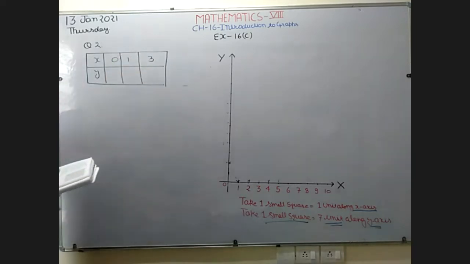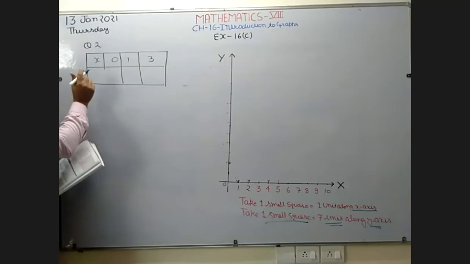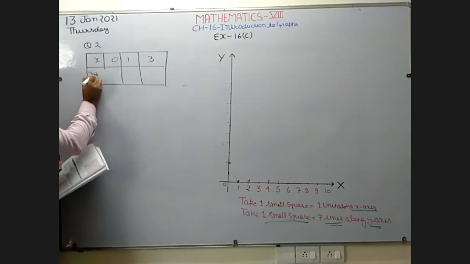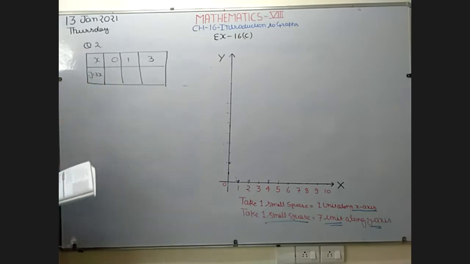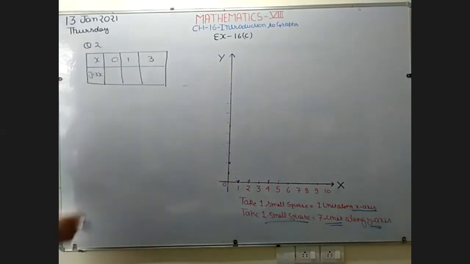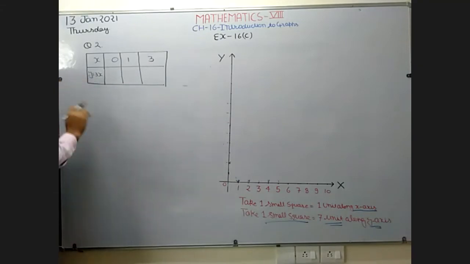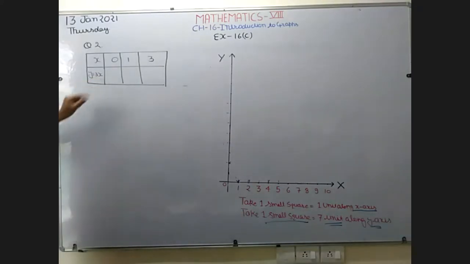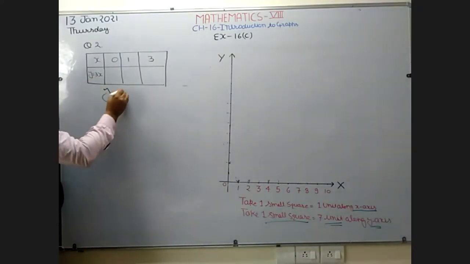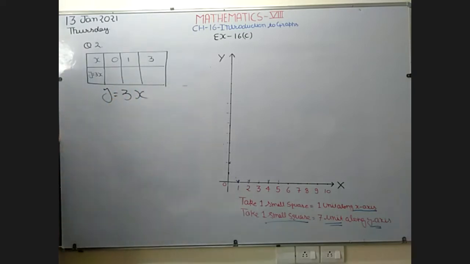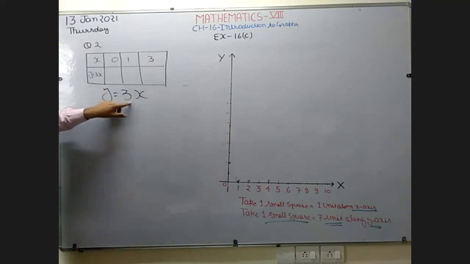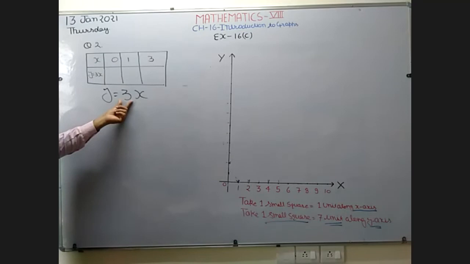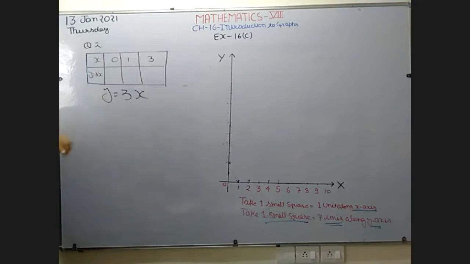How do you complete the table? Now it is also given y equal to 3x. In your question, this is given: y equal to 3x. What is the meaning of y equal to 3x? It means if you want to find the value of y, you have to multiply the value of x by 3. When you multiply the value of x by 3, it is represented by the value of y.